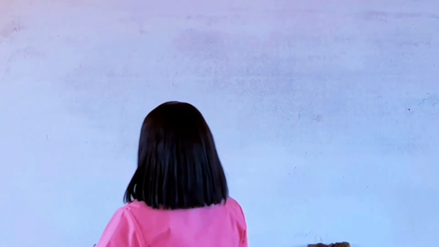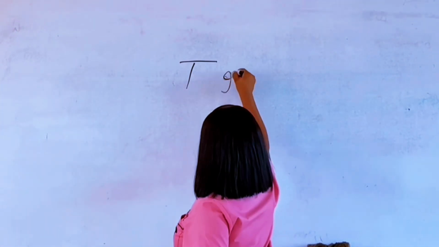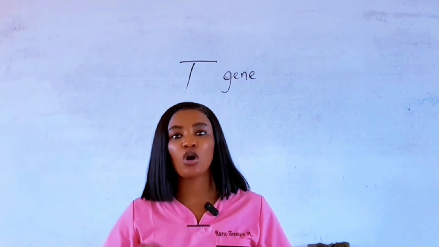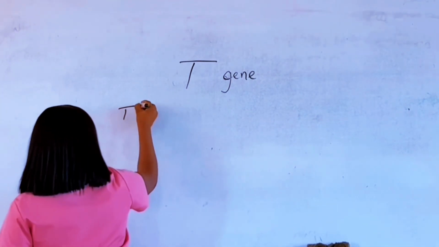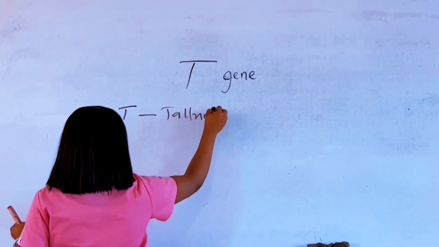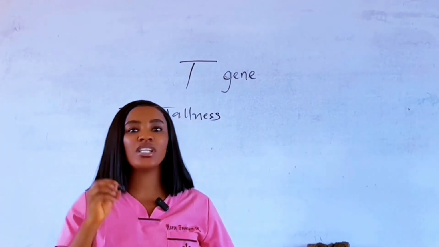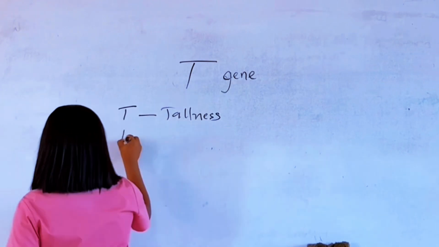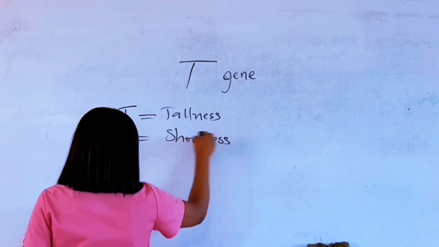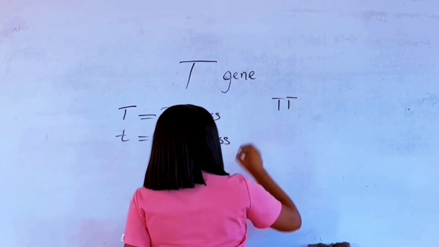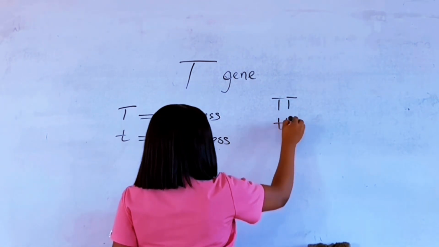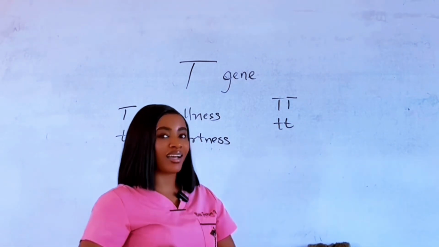Now, when it comes to biology, the gene that is responsible for height is what we call what? The T gene. This T gene comes in two forms. We have the capital T, which stands for what? Tallness. And the small t, which stands for what? Shortness. A person can have either two capital T's, two small t's, or a combination of a capital and a small t.